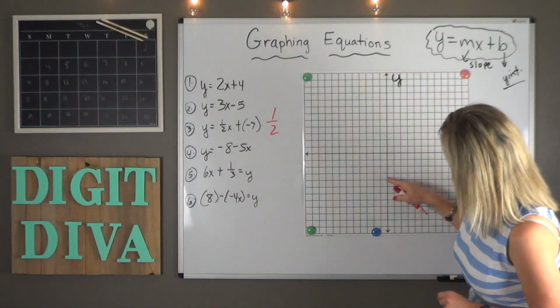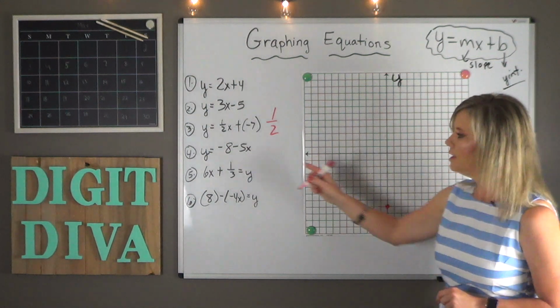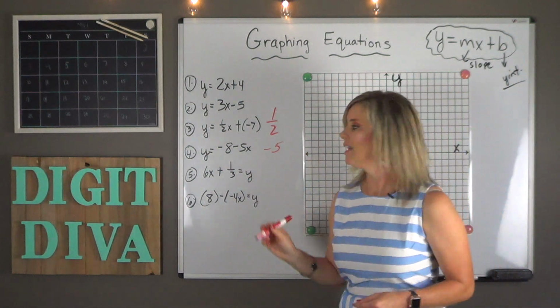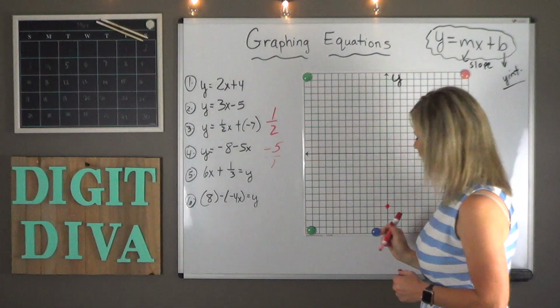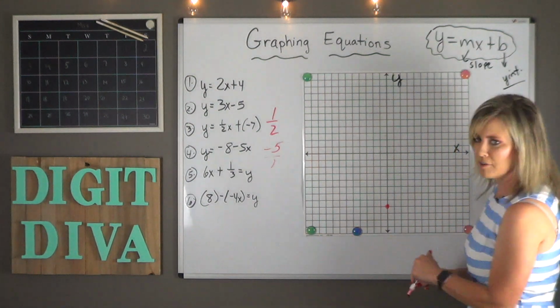1, 2, 3, 4, 5, 6, 7, 8, and place my point. Okay. My slope is -5, which is -5 divided by 1. Now, this is where it gets a little bit different. From this point, I cannot go down 5 units.